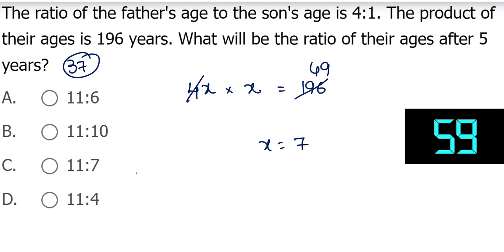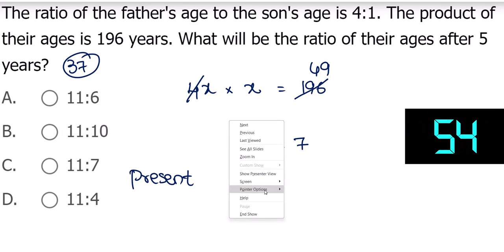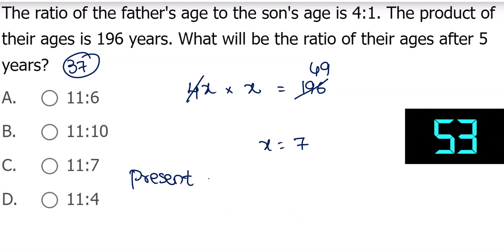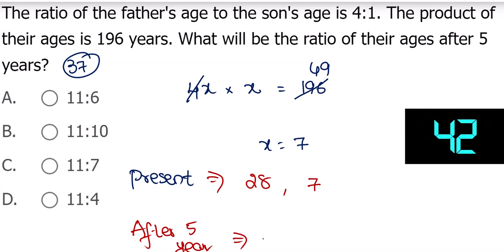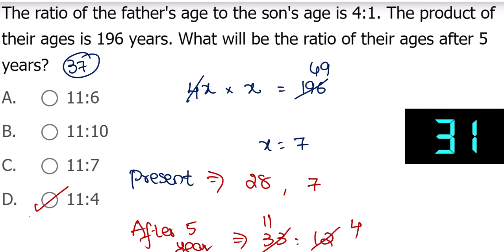So presently 4x and x: one is 28, the other will be 7. Present is 4 into 7, 28, and the other one is 7. After 5 years, it's 33 and 12, which is 11 times 3 and 4 times 3. Option D, 11 and 4, is the correct answer. Right. See the next question.